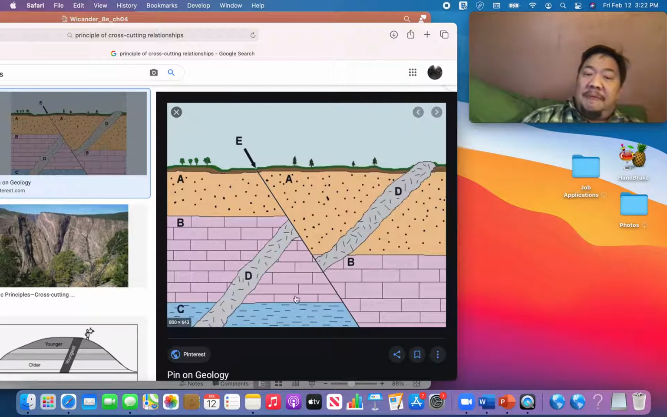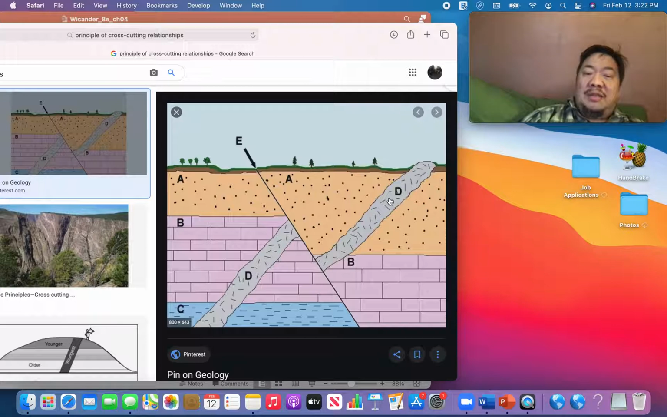But we also notice that when you see this pattern, this is called a stippled pattern, and you're going to see this over and over again, this stippled pattern. This feature cuts across beds C, B, and A. It's a dike, because whenever you have the stippled pattern it means igneous rocks. So this plutonic igneous rock cuts across beds C, B, and A.